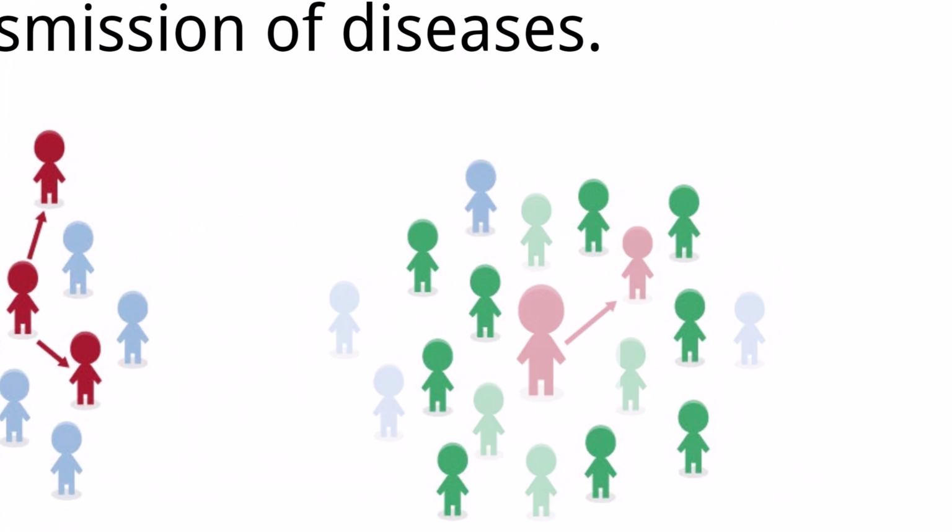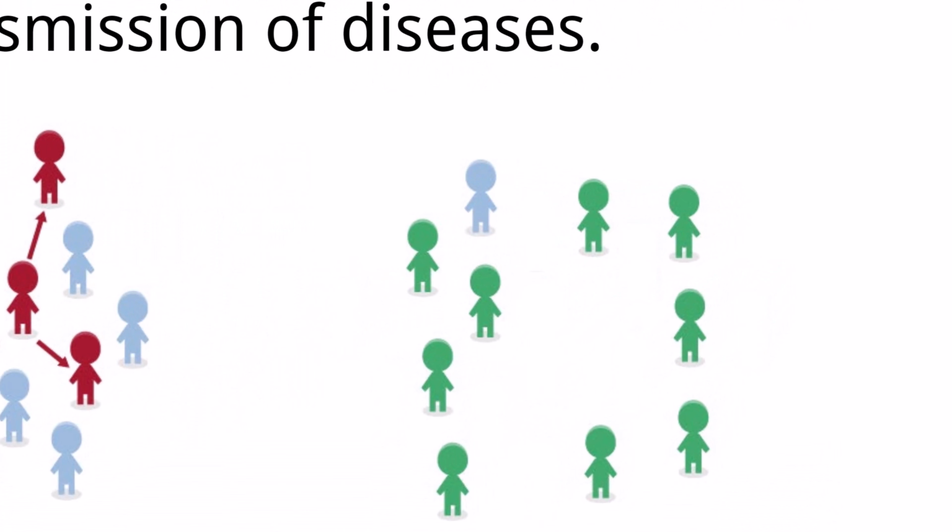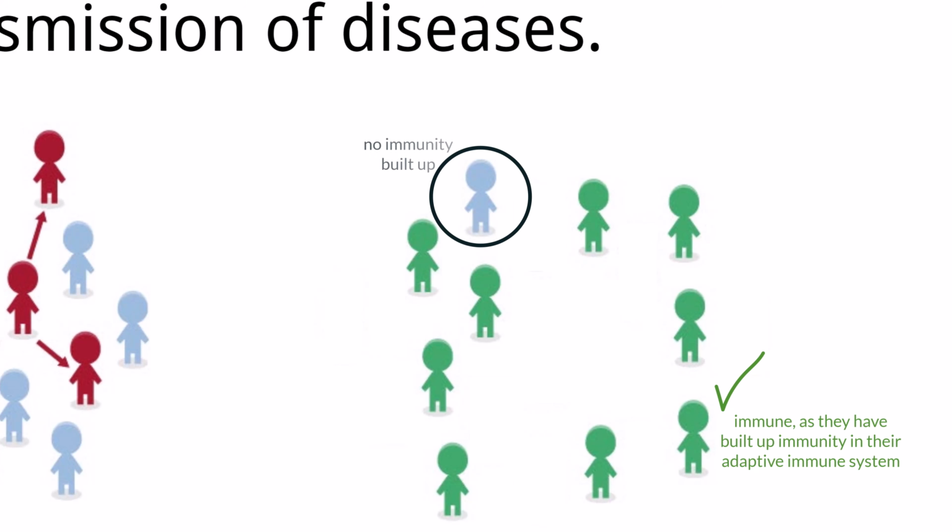So if we have 10 people in a room and 9 of them can easily fight off the infection from either natural memory B cells or B cells built up from a vaccine, we would call them immune. That one other person does not have any immunity, and if they were to get the disease, could actually become very sick and potentially die from it.